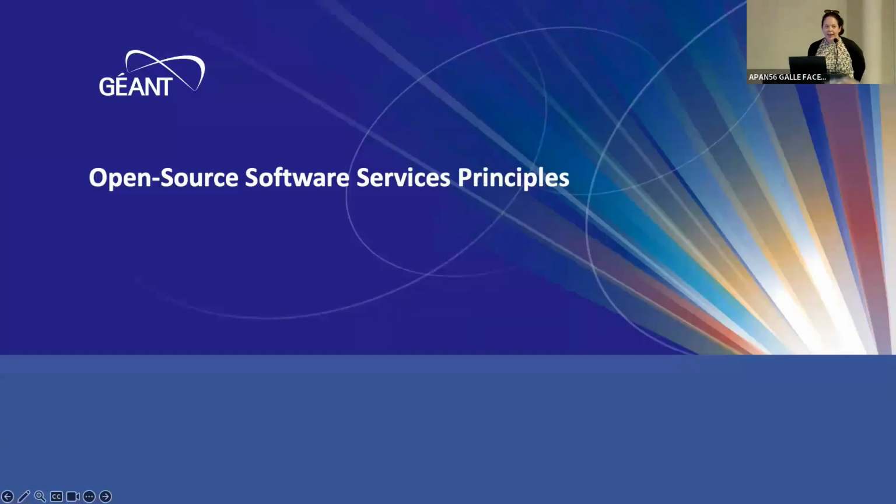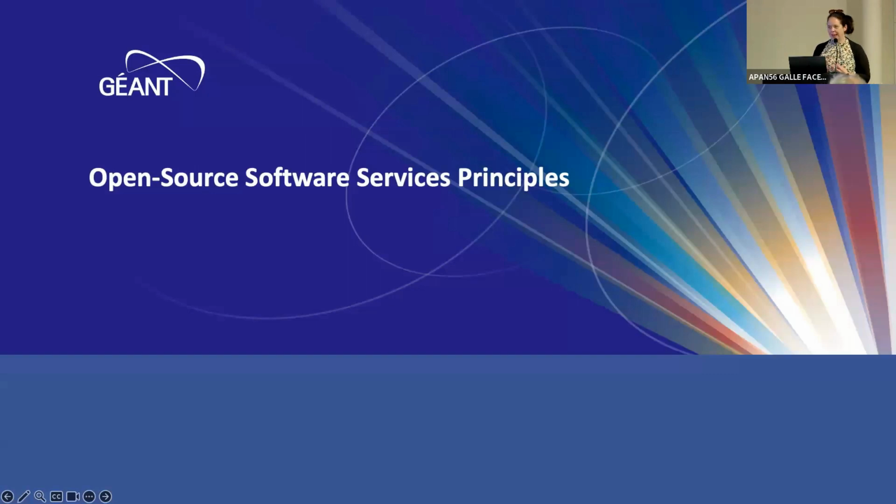So something that Casper and I are kicking off as part of the community program at GEANT is something called the Open Source Software Services Principles. When we think about how we're using open source, we think it's quite difficult to have a specific project on it. Every university is different. Every single NREN is different. What we think we can do, though, is all agree on a consistent approach to what we're doing.